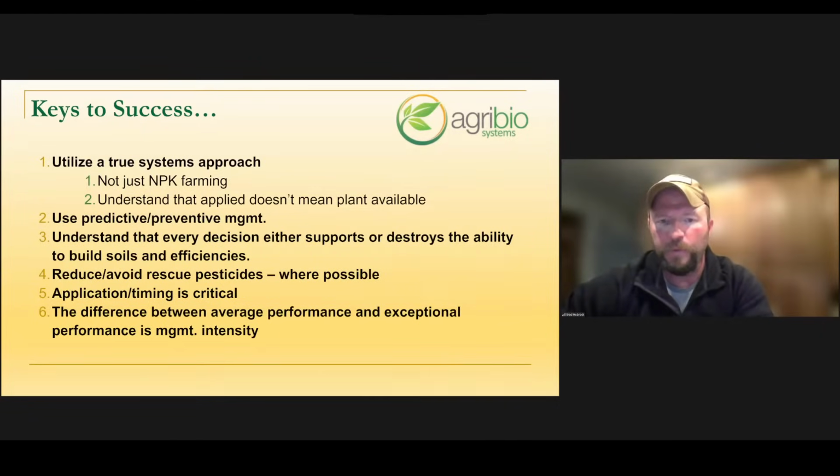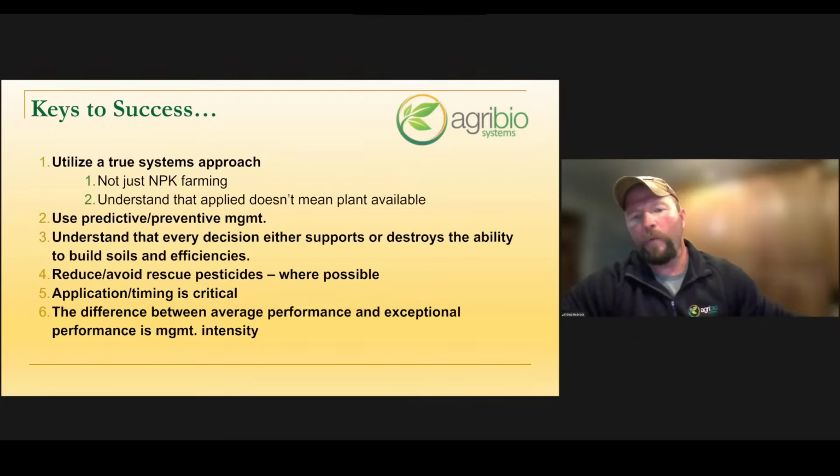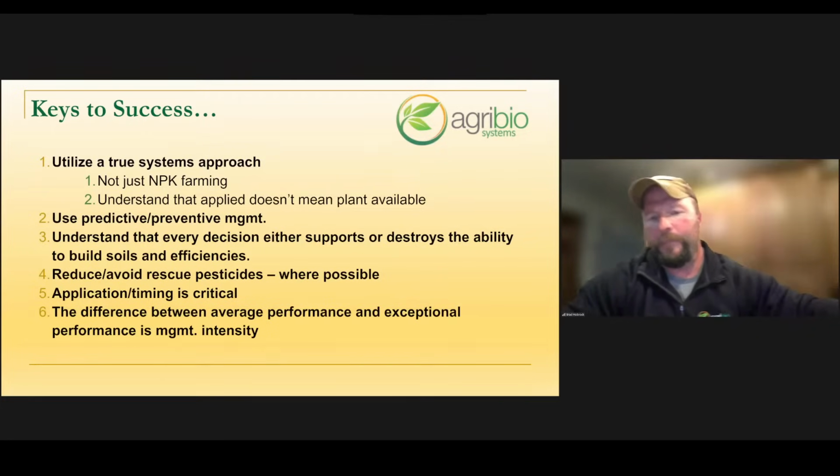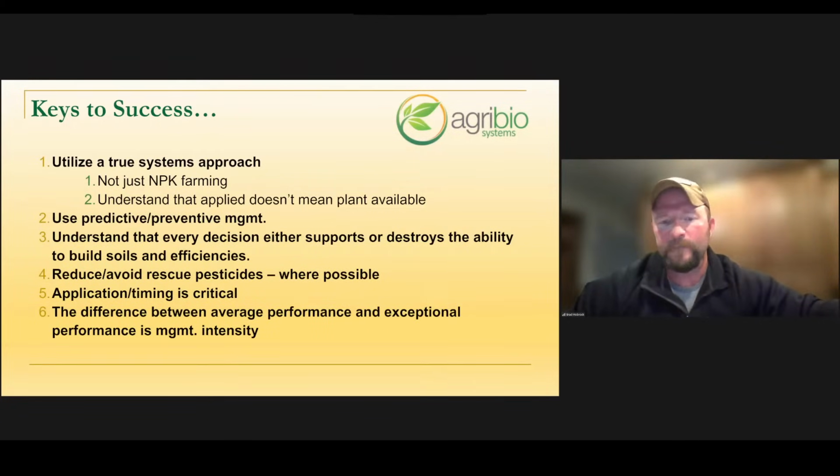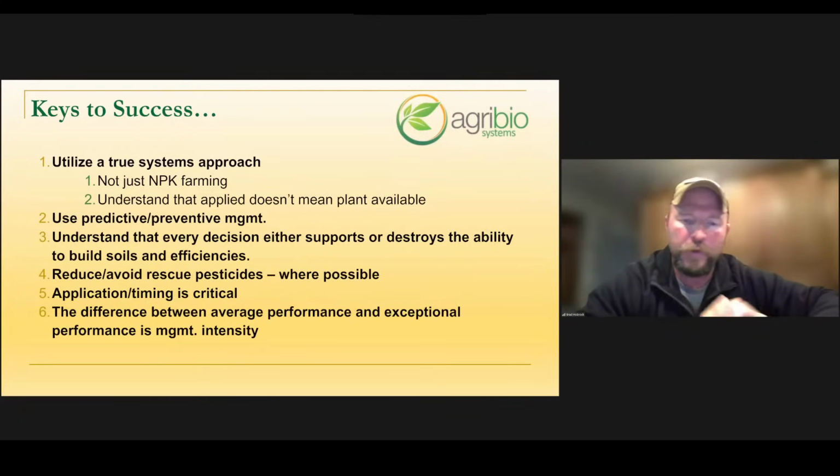We need absolutely to reduce and avoid pesticides where we possibly can. This again goes back to predictive preventative management. If we have nutrient balance within our plants and we can maintain that through the growing season, the likelihood of you having a disease or an insect problem is very, very, very small. Application and timing, especially in different crops, is very critical to your success. And simply, the difference between average performance and exceptional performance is management intensity.